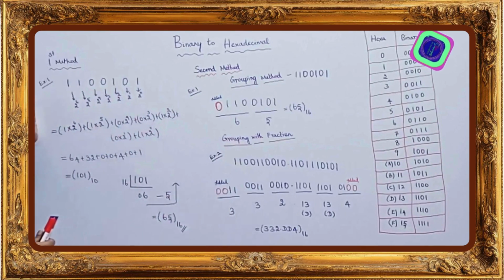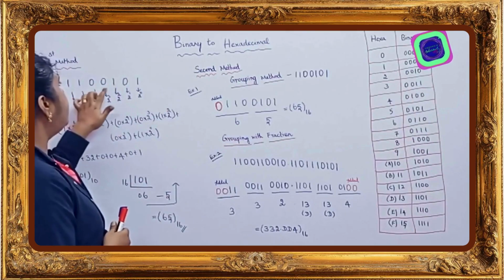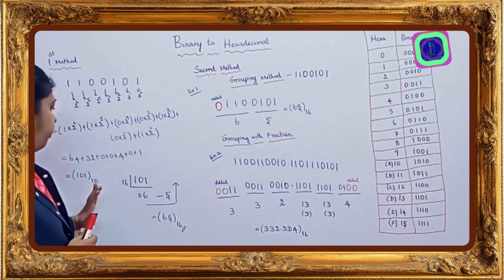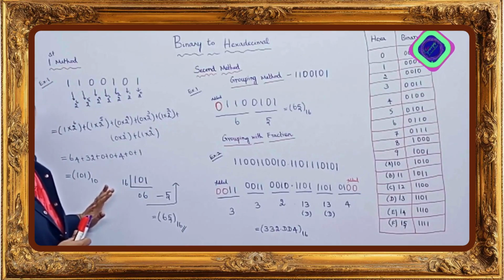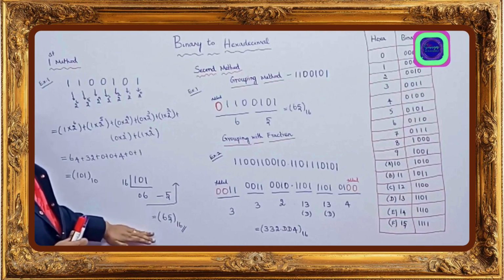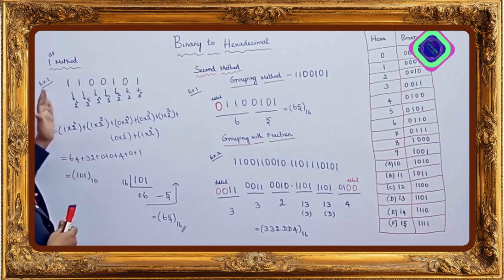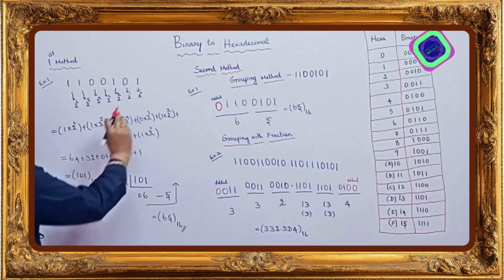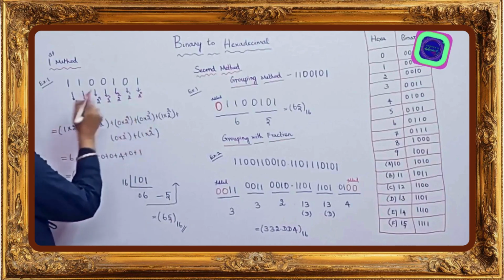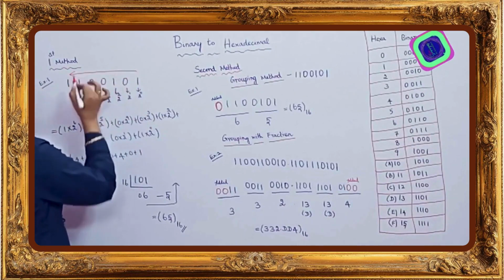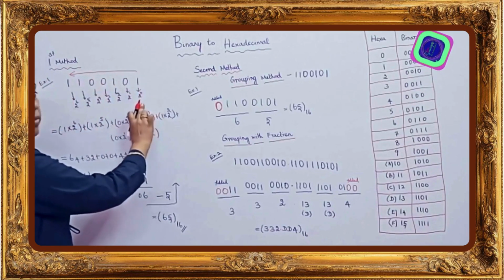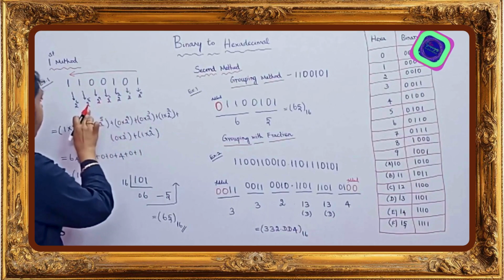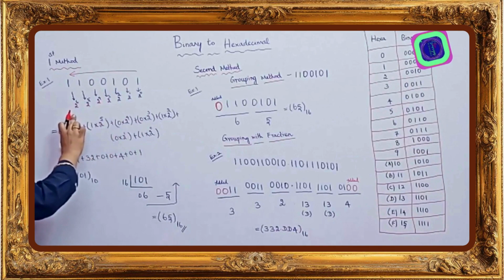Consider the first method. Consider an example, 1100101. The basic idea here is we have to convert it into decimal first, and then convert to hexadecimal. For converting to decimal, since it is base 2, we have to assign the weightages starting from right to left. So the first digit 1 gets 2 power 0, 0 gets 2 power 1, 1 gets 2 power 2, 0 gets 2 power 3, 0 gets 2 power 4, 1 gets 2 power 5 and finally 1 gets 2 power 6.